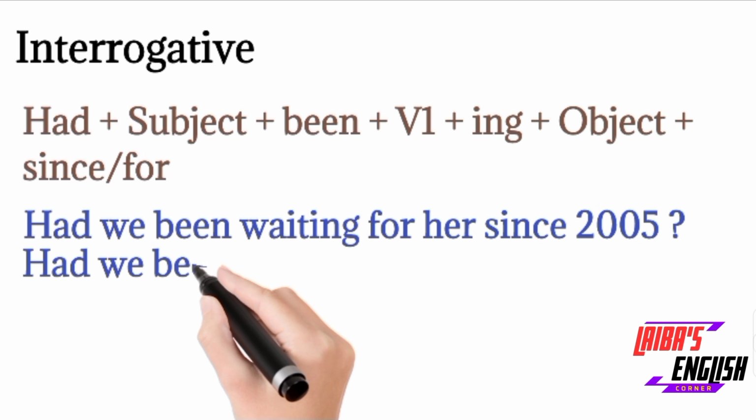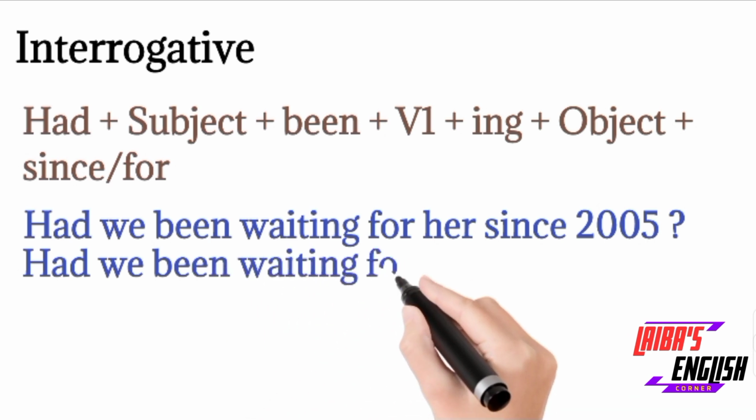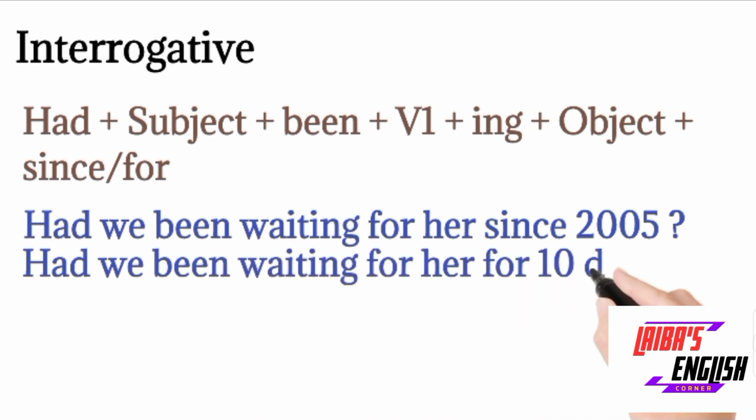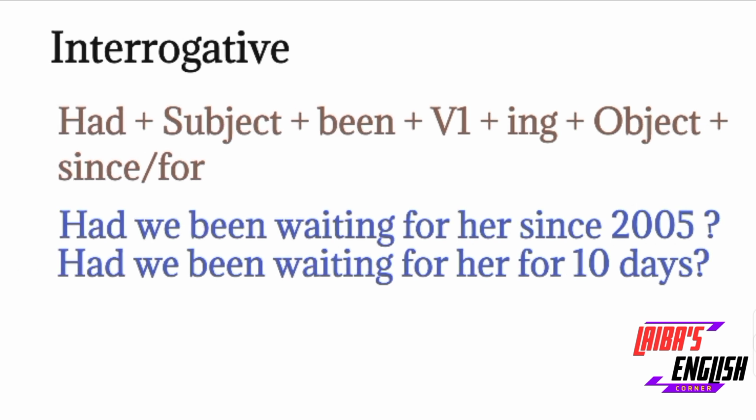Second example is, had we been waiting for her for 10 days? So here 10 days, we don't know which 10 days: 10 days of summer, 10 days of January, 10 days of December, 10 days of March, so it's unknown.